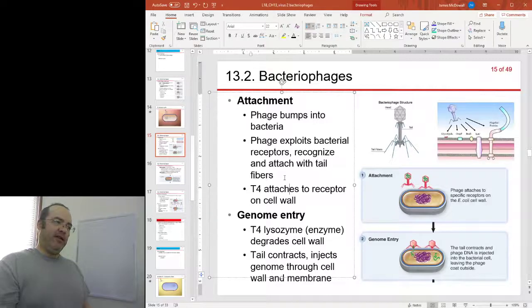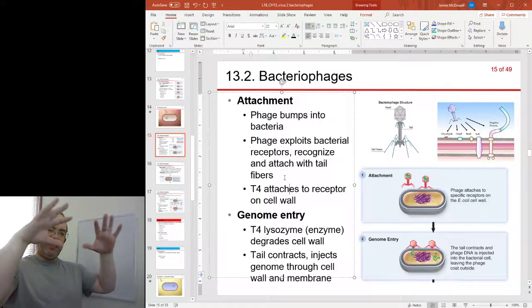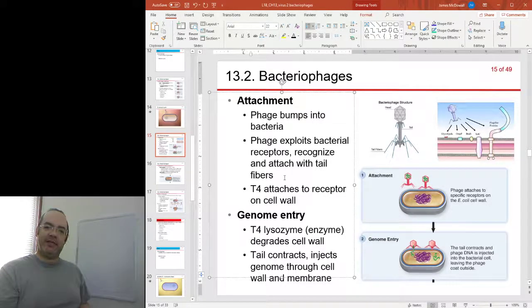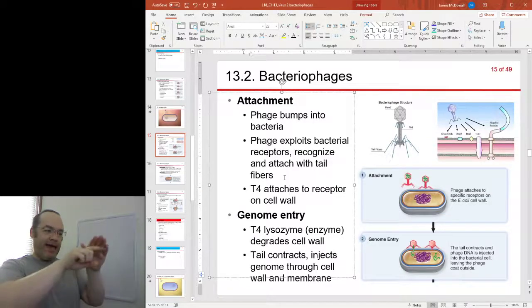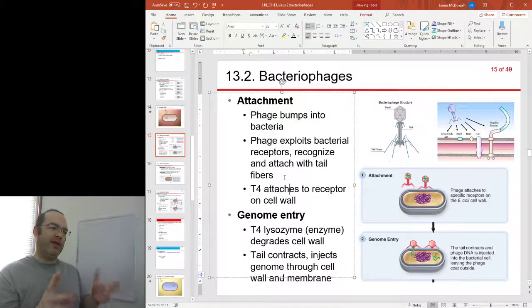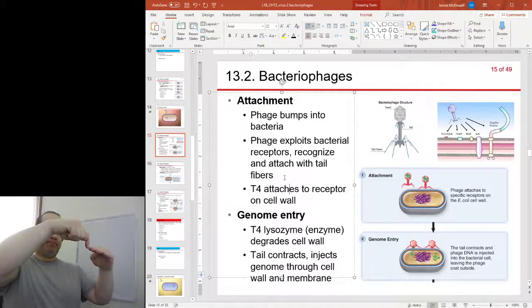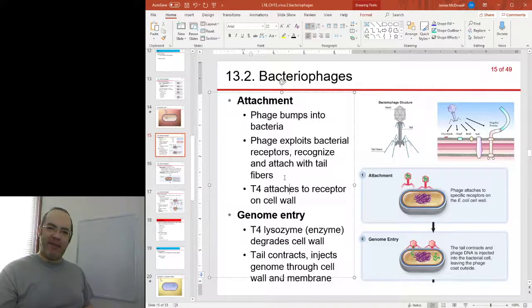Next comes genome entry. This is a little bit different to what we looked at in animal cells. In animal cells, typically the entire nucleocapsid is taken up in some way by the cell. And then following that penetration event, that's when the viral genome is uncoated. In this case, our bacteriophages have this kind of injection mechanism. We can think of it as an analogy to a hypodermic needle, although in reality it's not quite the same mechanism.